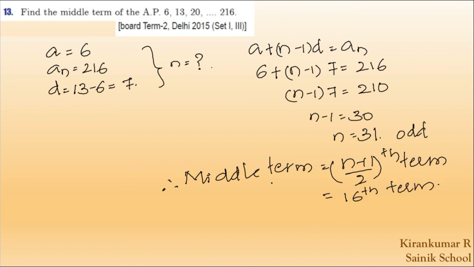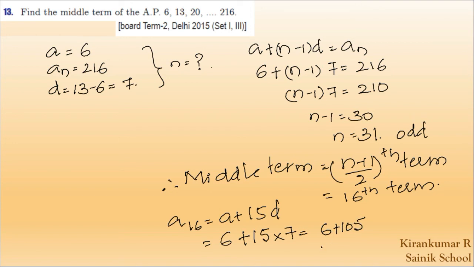How do we find the 16th term now? It is a plus 15d. Let's directly substitute the value of a as 6. 15 into 7 is 105, which is added to 6. We get 111. This will be the middlemost term.